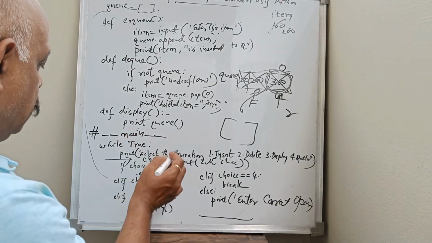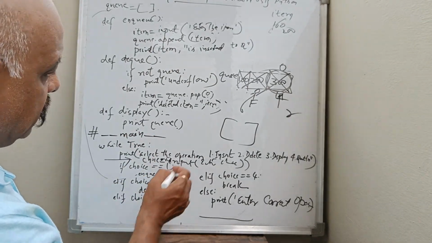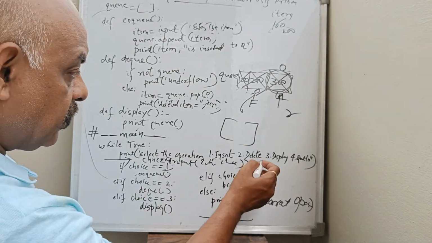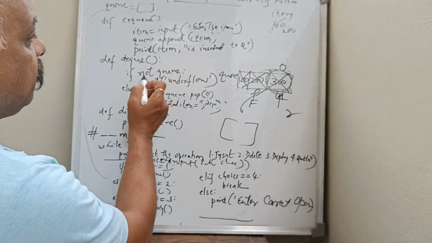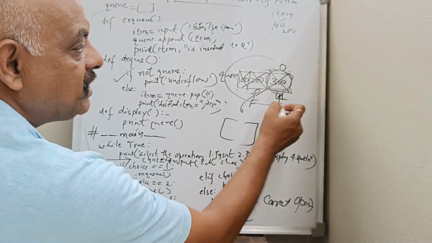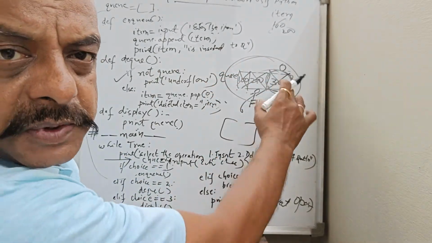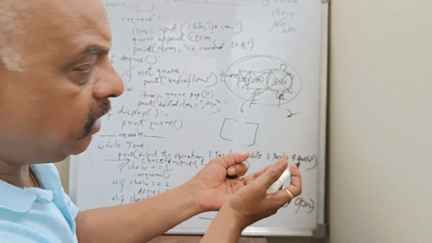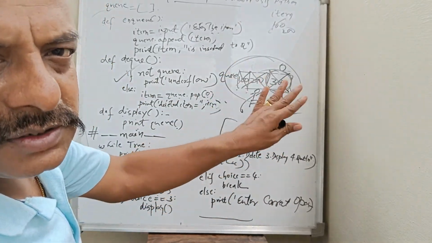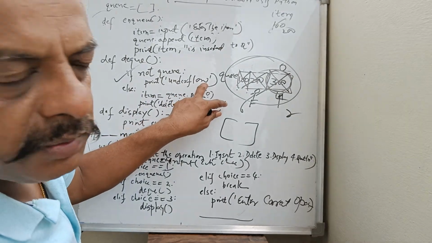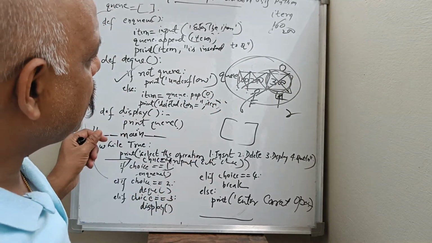Again, if I choose display, it will display that. Now I attempt to delete again, for example dequeue. If not queue, this will become true because it's an empty queue with no elements present. You can't remove any item from the queue. Here, don't use pop, delete or insert. This is the underflow situation.